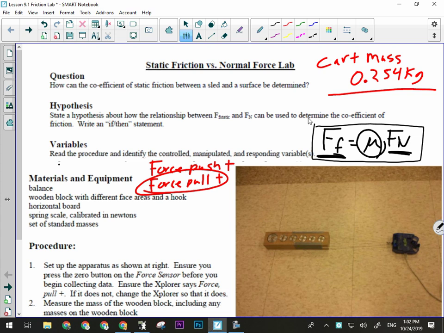Could you say that mu would want to stay the same? I would want mu to stay the same as I'm trying to calculate it. Yes. Okay.